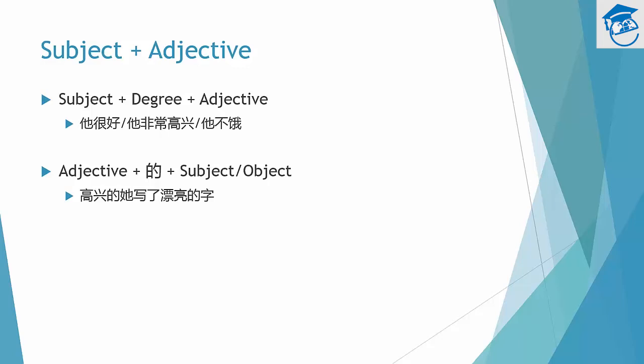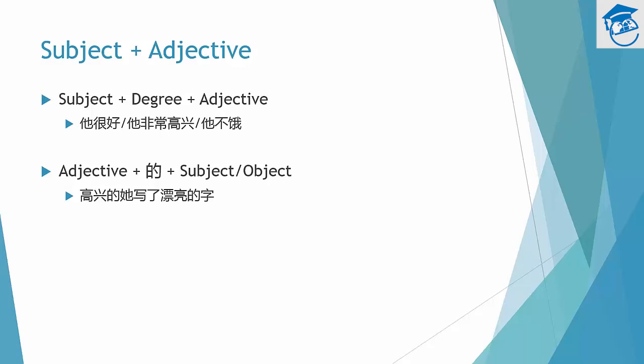Okay, so you can see that it's like adjective plus 的 plus subject, and then verb, and finally adjective plus 的 plus object. Okay, so this is a grammar structure that is unique to Chinese.